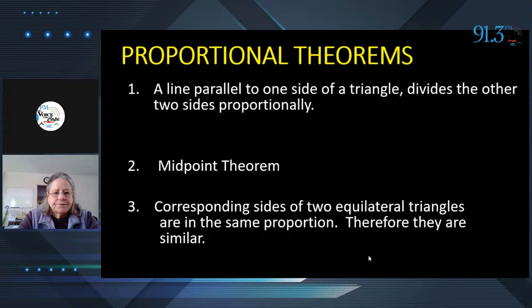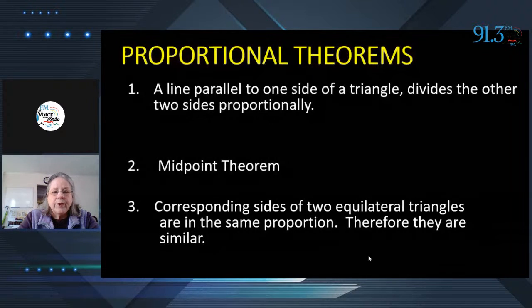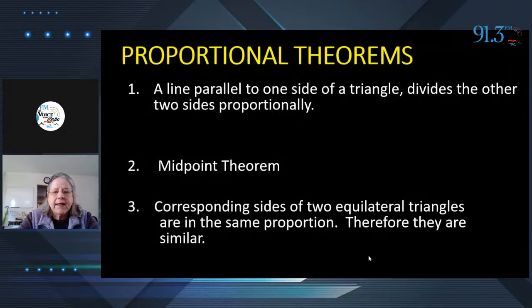The third theorem: corresponding sides of two equiangular triangles are in the same proportion. Therefore, they are similar. Now, what this boils down to, if you have two equiangular triangles, but with similarity, these triangles are not equal in size, right? So they have the same shape, but not the same size. So if all the angles are equal in these two triangles, we can therefore deduce that they are similar and the corresponding sides are in proportion.